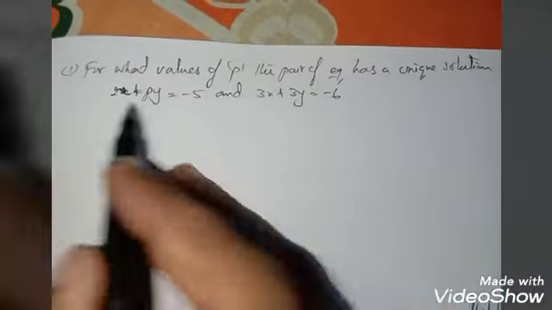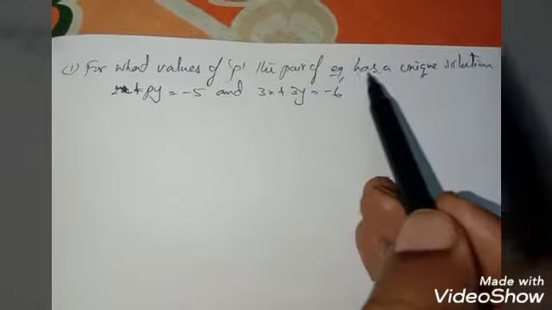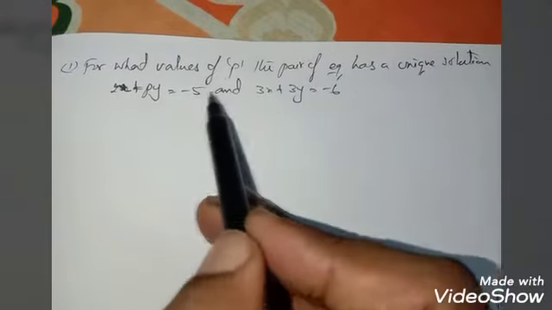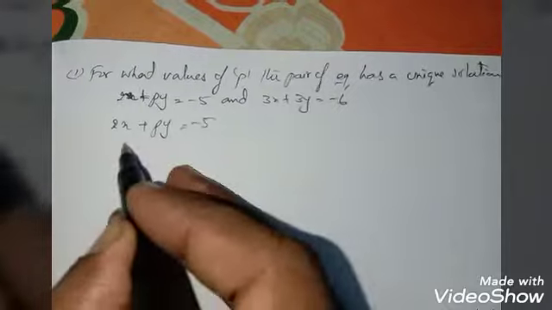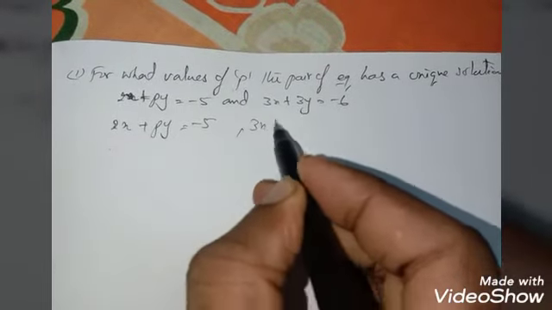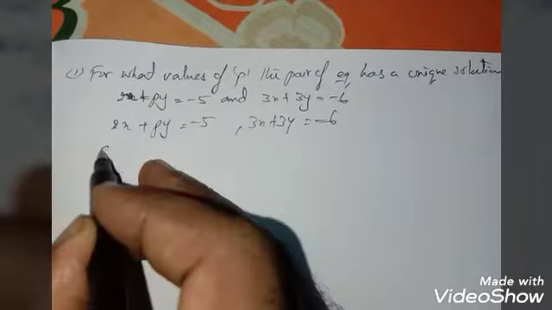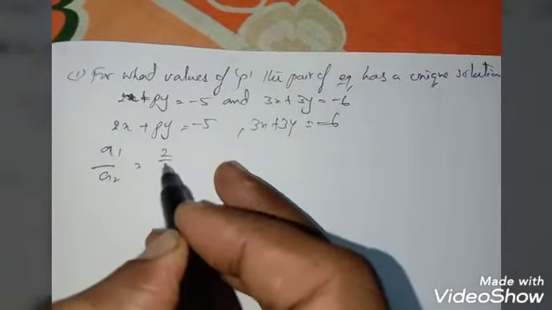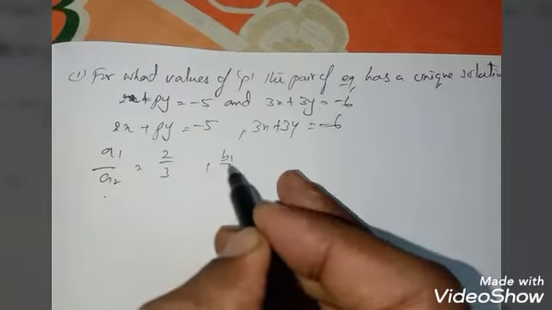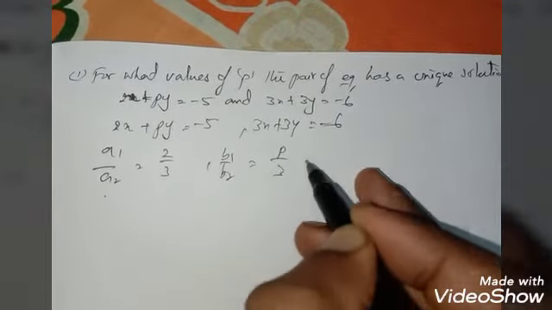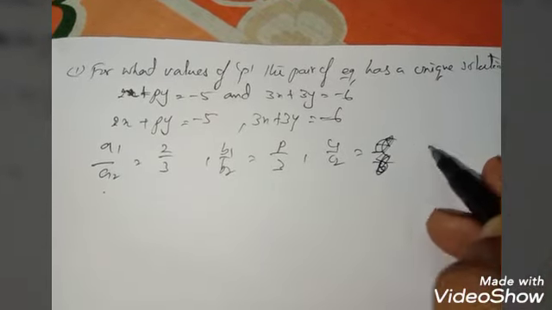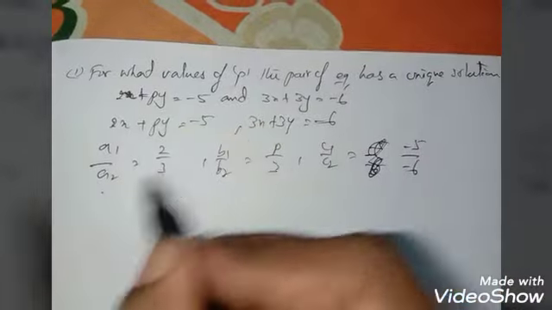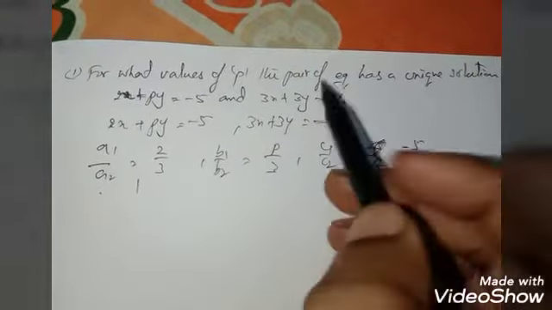Now here the question is: find the value of p if the pair of equations has a unique solution: 2x plus py is equal to minus 5, 3x plus 3y is equal to minus 6. Here a1 by a2 is nothing but 2 by 3. Next b1 by b2 is nothing but p by 3, and c1 by c2 is nothing but minus 5 by minus 6.